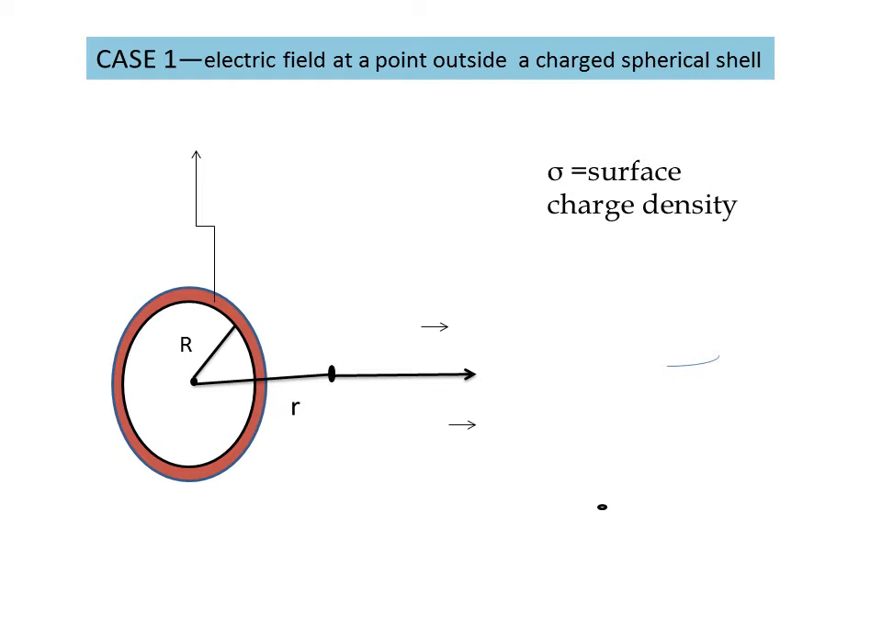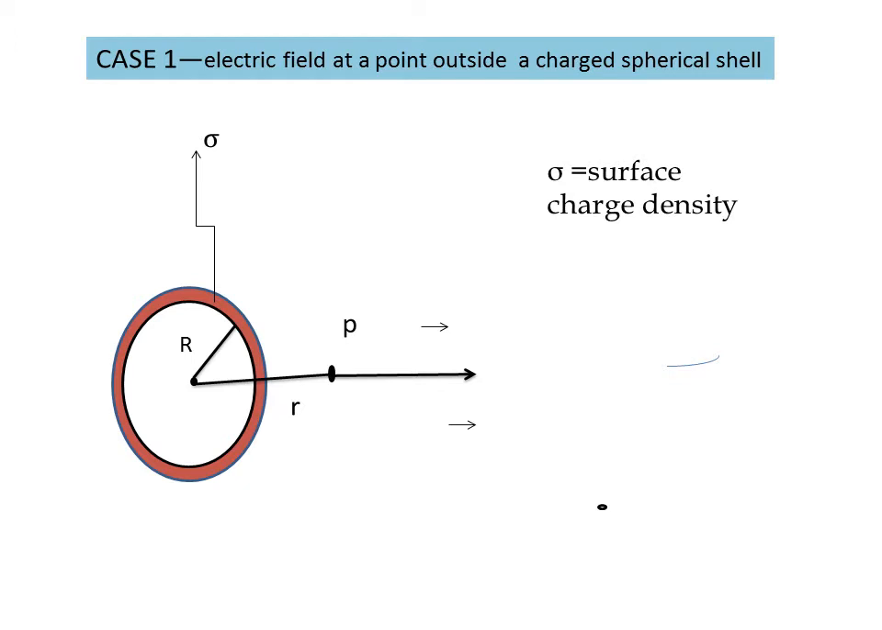Here we have a spherical shell of radius capital R and surface charge density sigma. We have to find electric field at a point P at a distance R from the shell. We have to draw a Gaussian surface through P.